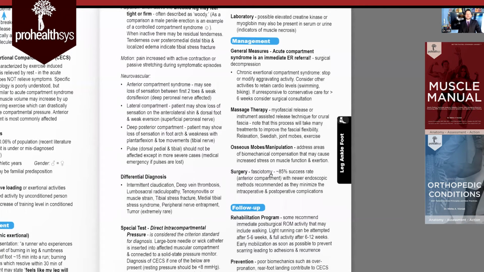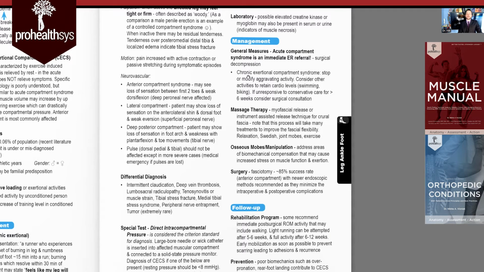All right, general measures in acute compartment syndrome, it is an ER referral right away. The sooner they get in, the sooner they get treatment to relieve that pressure, the better the outcome is going to be. If it is a chronic exertional compartment syndrome, you are going to be looking at modifying activities.